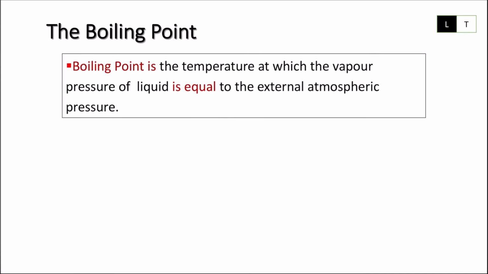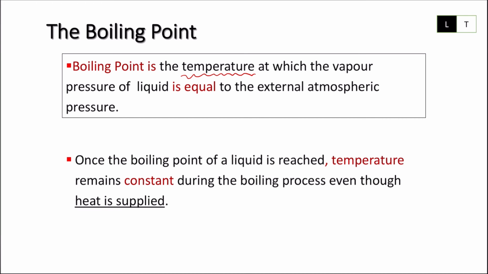So as I mentioned before, bila dah nampak boiling process, kita akan relate dengan boiling point. So boiling point is the temperature, ini dia punya subjek ya, temperature at which the vapor pressure of a liquid is equal to the external atmospheric pressure. So, sekiranya boiling point awak sudah capai, maknanya temperature itu remains constant during the boiling process although you supply the heat constantly. Dia memang tak akan berubah sebab dia dah equal. Siapa yang equal? Temperature for the vapor pressure of liquid is equal to the external atmospheric pressure.